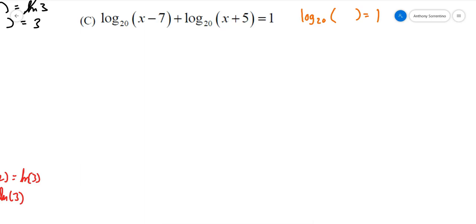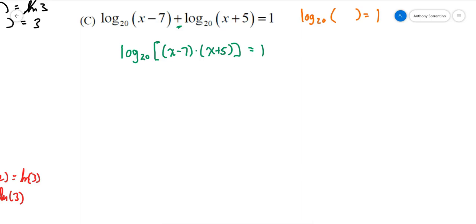I need to have a single logarithmic statement on the left-hand side before I can take what I have and rewrite it as an exponential equation. So I need to figure out a way of doing that. Luckily, I have the properties that we learned about in the previous lesson. And those properties say, by the product property, since I have this addition here, I can rewrite this as the log base 20 of x minus 7 times x plus 5, and that would equal 1. So now I do have a single logarithmic statement.